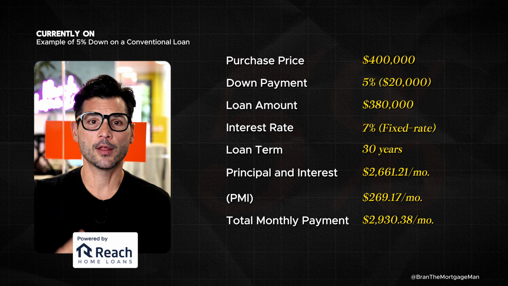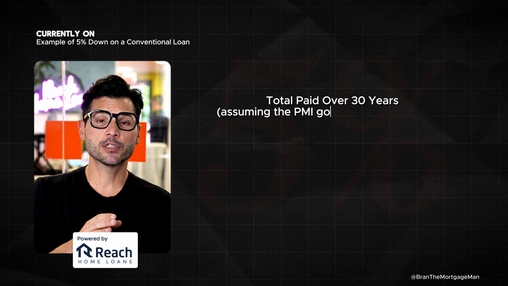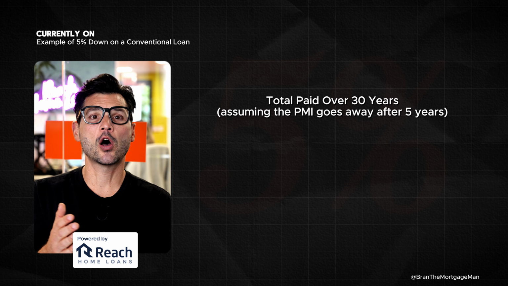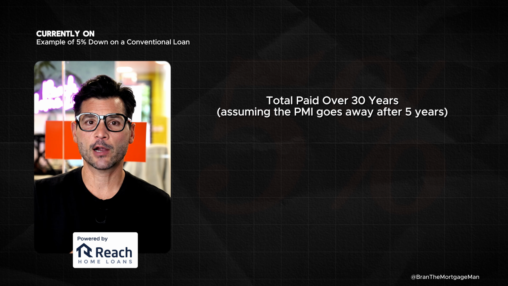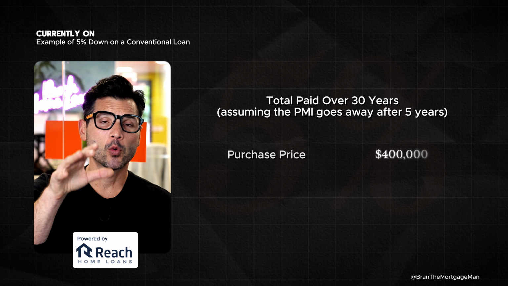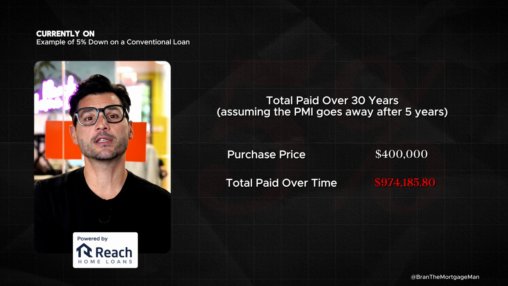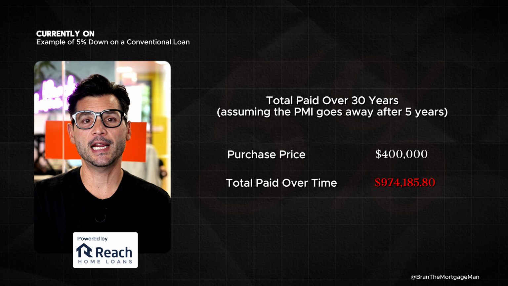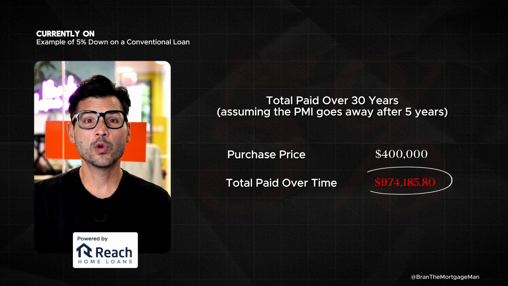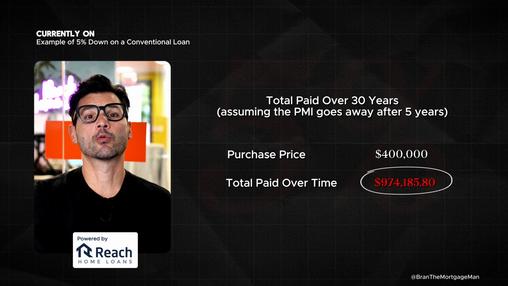$2,930.38 per month. Now, over 30 years, assuming your mortgage insurance fell off after 5 years because you had enough equity to have that removed, on your $400,000 mortgage, you would have paid $974,185.80, which is more than double what you originally borrowed.